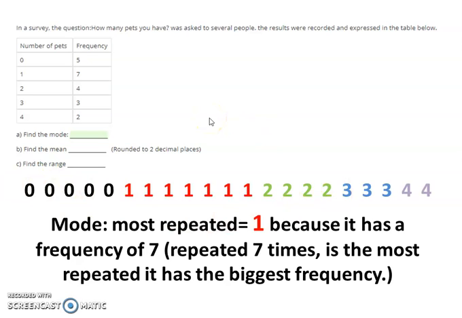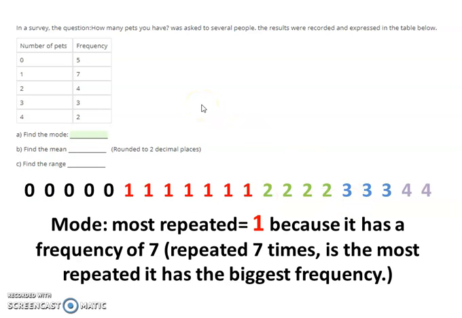The table works when you have a large amount of data. In this case, there are only 21 results. Look, if we add 5 plus 7 plus 4 plus 3 plus 2, we get 21, meaning that 21 people were interviewed in this survey. And these are the results.